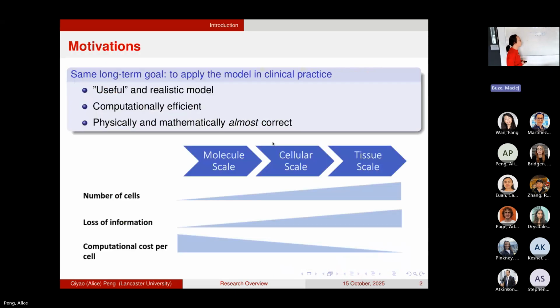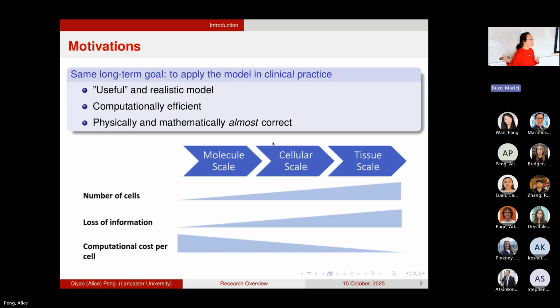For people working on mathematical biology, especially on disease-related topics, I hope we all have the same goal: that we want to apply our model one day in clinical practice and help our patients. In my view, based on scale, mathematical biology has three different scales: the molecular, cellular, and tissue scale.